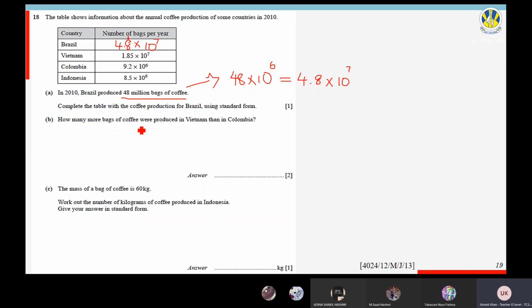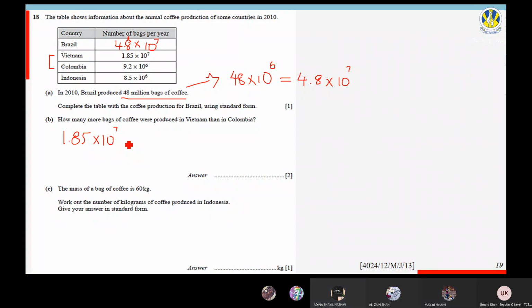How many more bags of coffee were produced in Vietnam than in Colombia? So we have to subtract both of them. We take the difference between Vietnam and Colombia. Which number will be written first? Can you write any of them? No, I cannot write any of them. You have to write the bigger number first. So more coffee is produced in Vietnam, so 9.2 would be first.